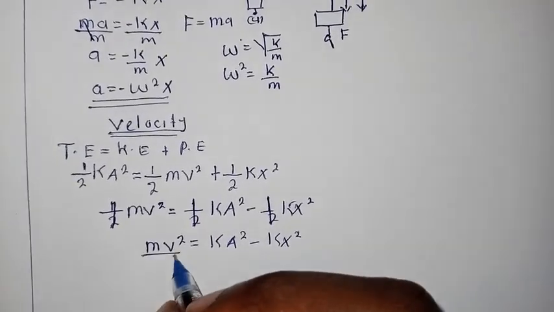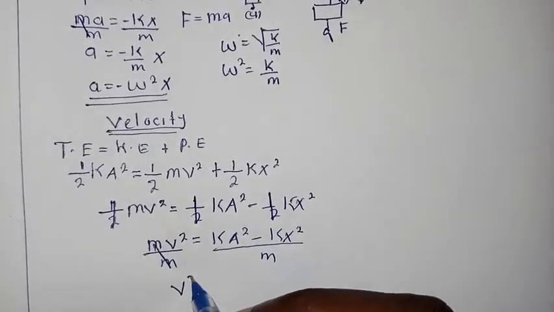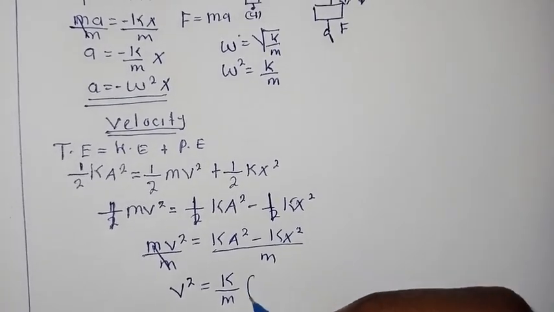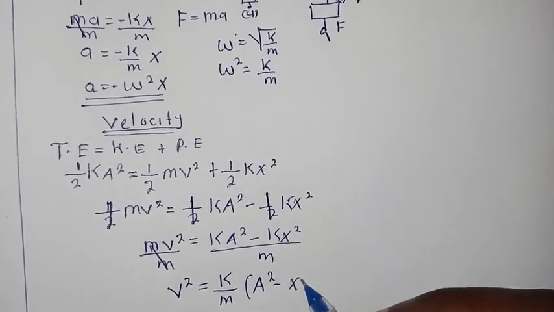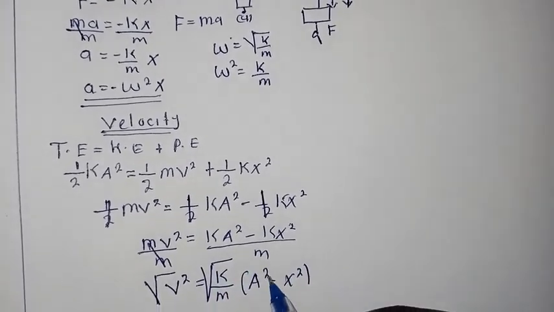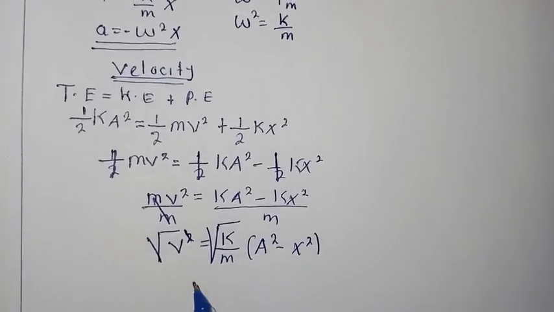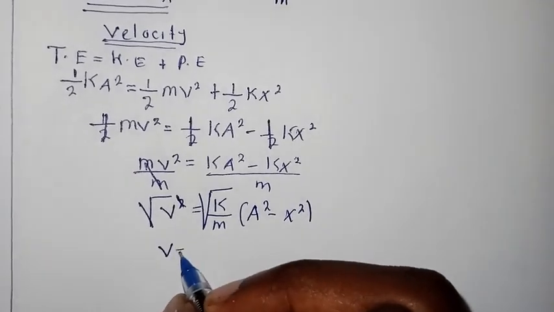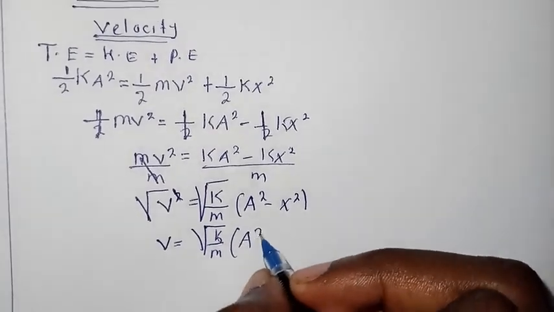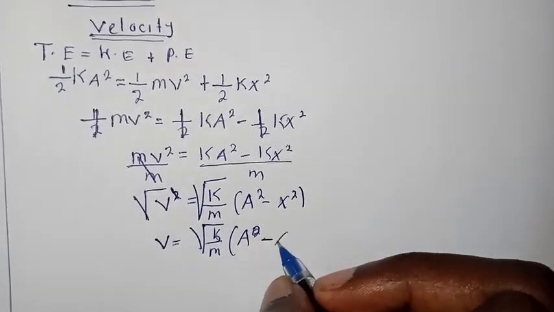From here we can say over m and over m, and of course we remain with v squared equal to k over m, then a squared minus x squared. Take the square root. Remember, the square root is going to cancel with these powers, and our velocity will finally be v equal to the root of k over m times a squared minus x squared, just like that.